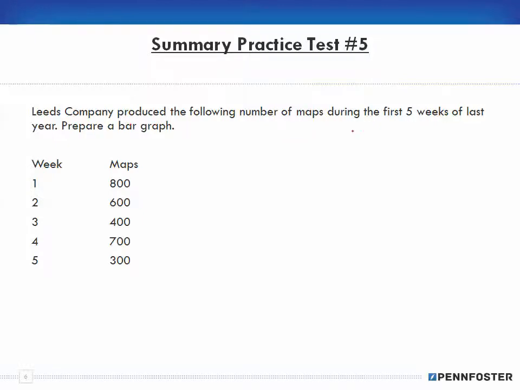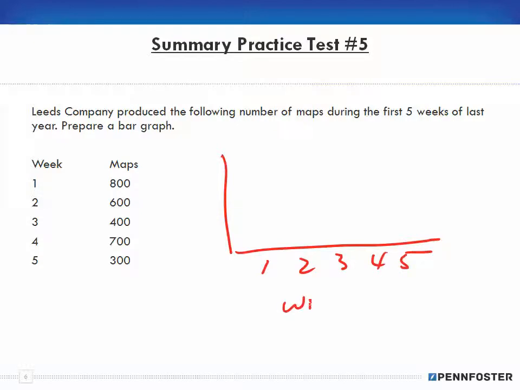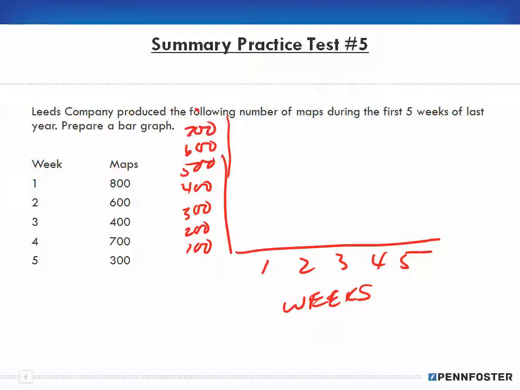Leeds Company produced the following number of maps during the first 5 weeks of last year. Prepare a bar graph. Okay, so bar graph. We have 2 axes, an X and a Y axis. And across the bottom, we're going to put our weeks. Okay, these are our weeks. And up the side, we're going to have 100, 200, 300, 400, 500, 600, 700, and 800. Okay, and that's my maps.